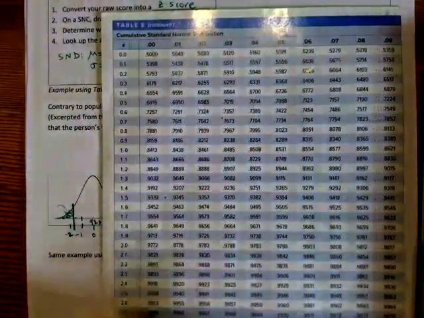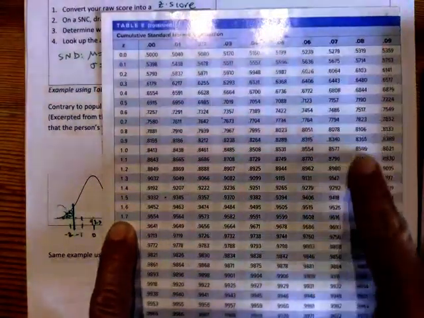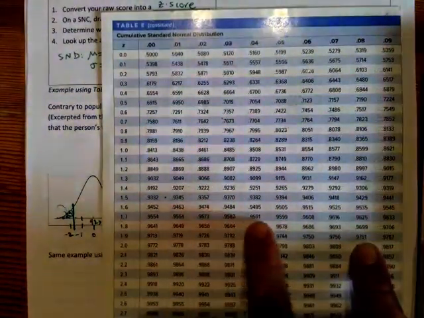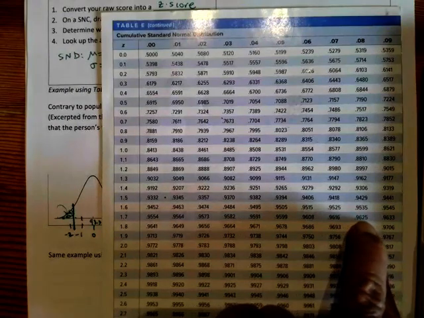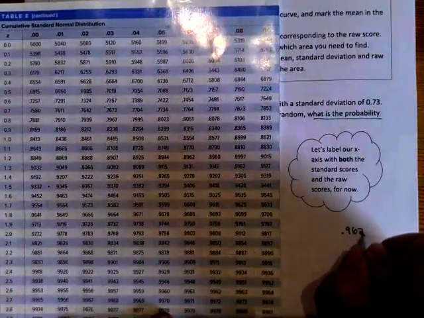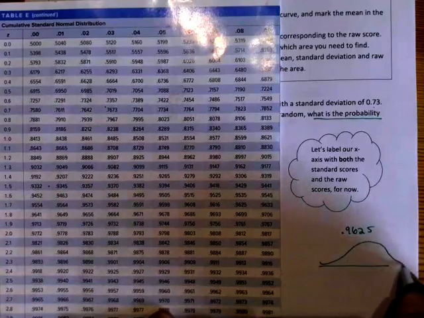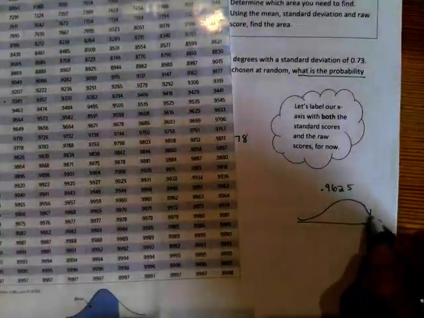So let's just look up positive 1.7 and then find the 8 across the top and find whether those two things match. So that's 0.9625. I'm just going to do a little work over here on the side. 0.9625. And I'm going to draw a picture. This is a little cheat sheet picture, and that is the area to the left of positive 1.78.